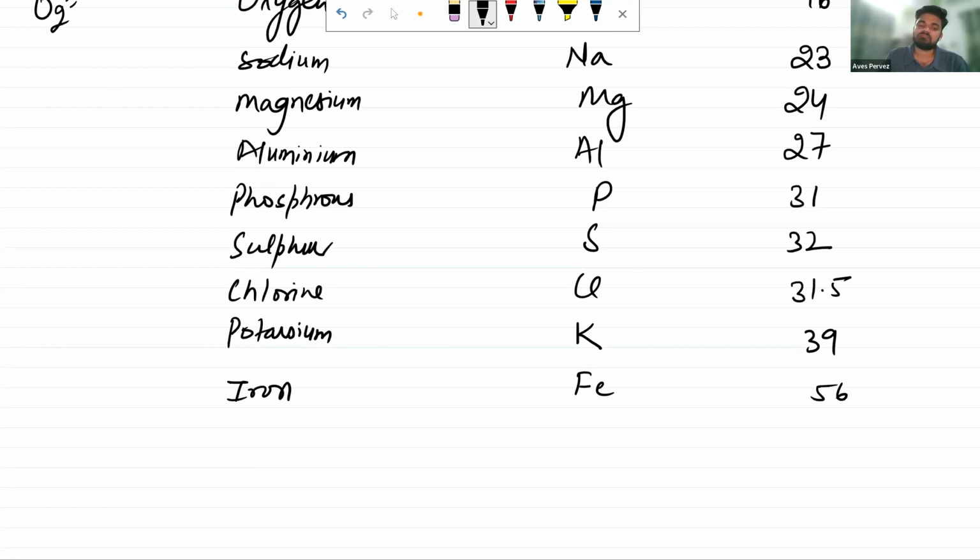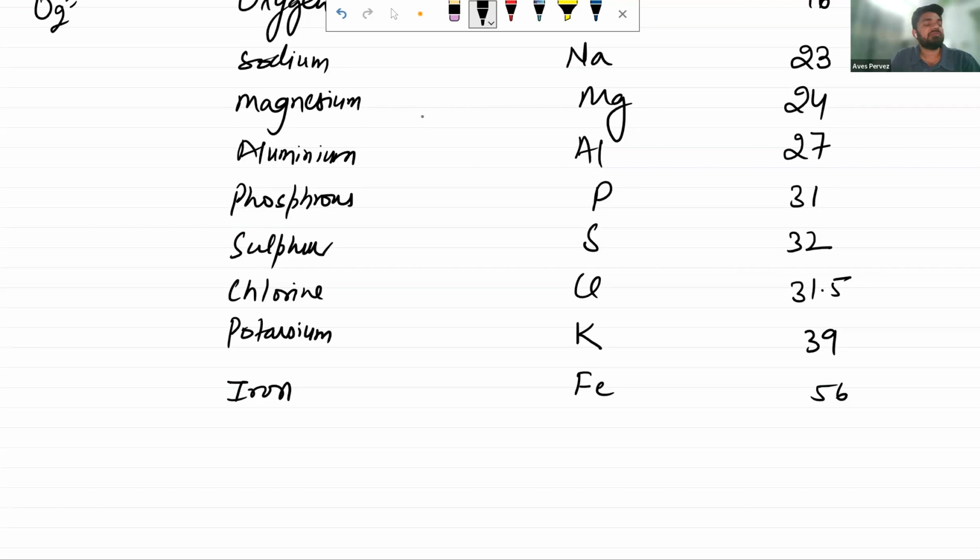Okay. Mass is 56. Understood? Fe is 56. Understood? Written? Yes.